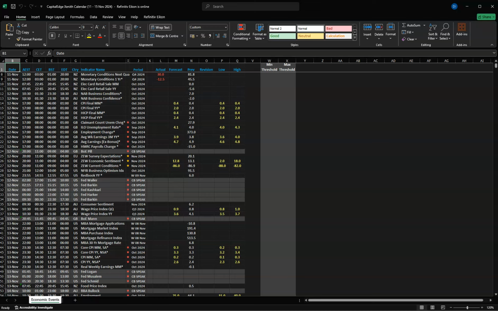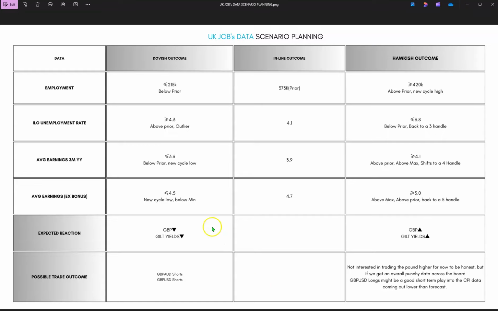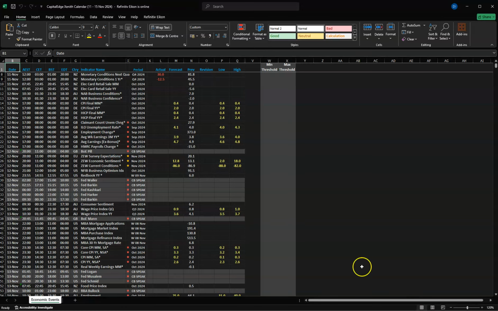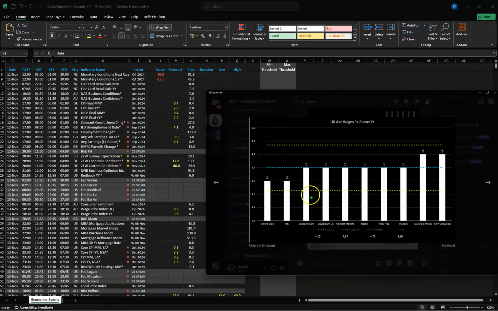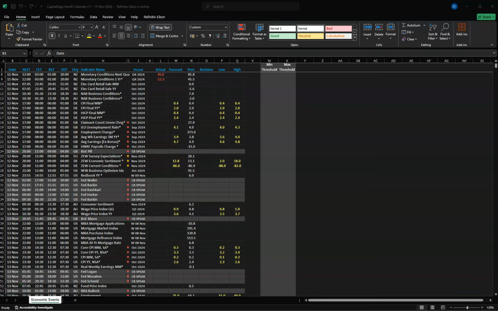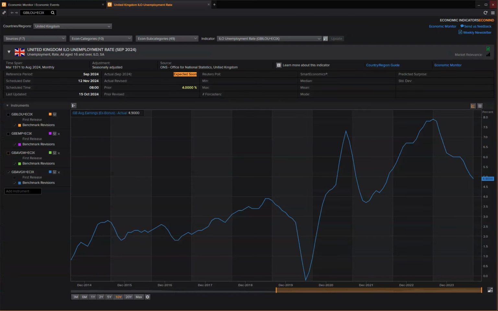Then for a dovish outcome, I went with a 4.5 or below, because a 4.5 is a new cycle low and is also below the minimum. Let me show you guys the forecast distribution for this one. A lot of participants here are sticking with 4.7, and 4.6 here is the minimum. I don't just want to see 4.6. I want to see 4.5 or below. It's going to be below the minimum here, and is also below the prior. And the most important thing is actually a new cycle low.